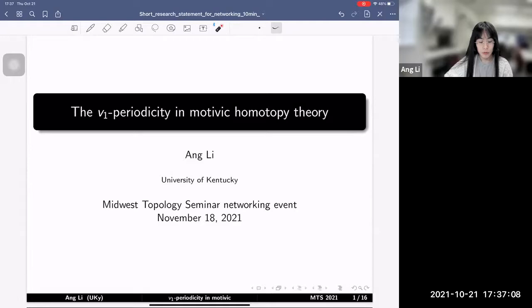My research is primarily on v1-periodicity and v1-self-maps, moving from complex-motivic to real-motivic. Also, C2-equivariant homotopy is involved. I will give a brief introduction and focus more on recent work.